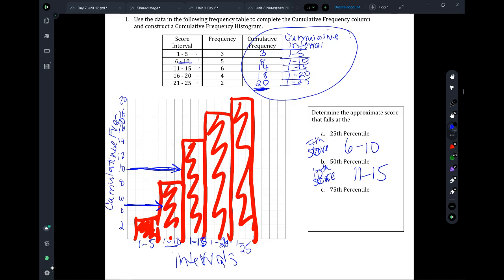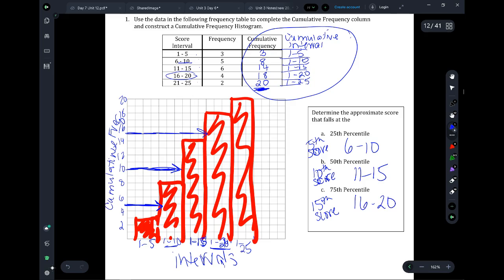So if 5 is the 25th percentile, the 10th score is the 50th percentile, then the 15th score should be the 75th percentile. So if I go up to 15 and go across, it hits this bar, 1 to 20. 1 to 20 corresponds to a score of 16 to 20.